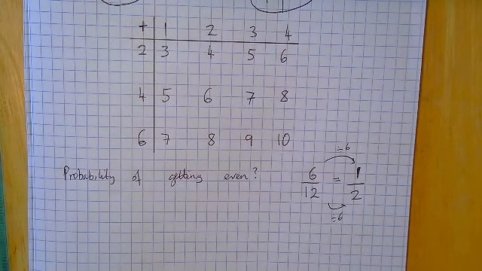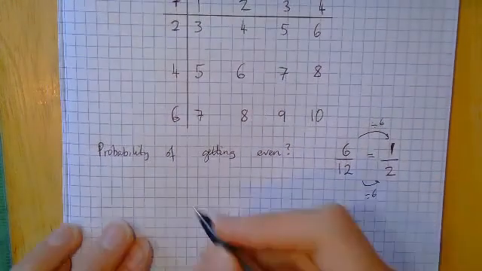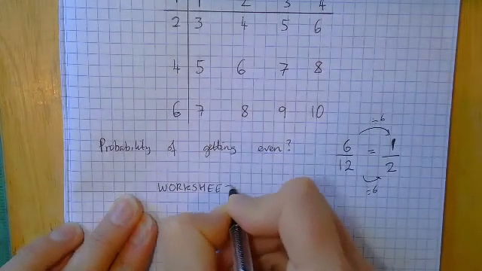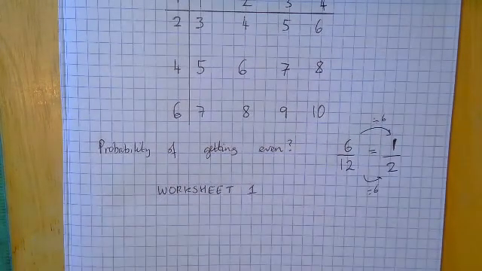Okay? And we could ask all sorts of things. We could say, what's the probability of getting a 10? What's the probability of getting a number bigger than 7? There's loads and loads of questions we could ask. Okay? Right, I'd like you then to have a go now at worksheet 1.